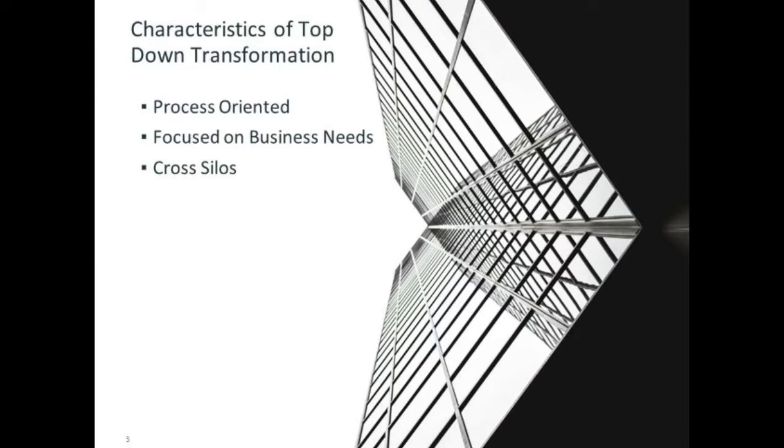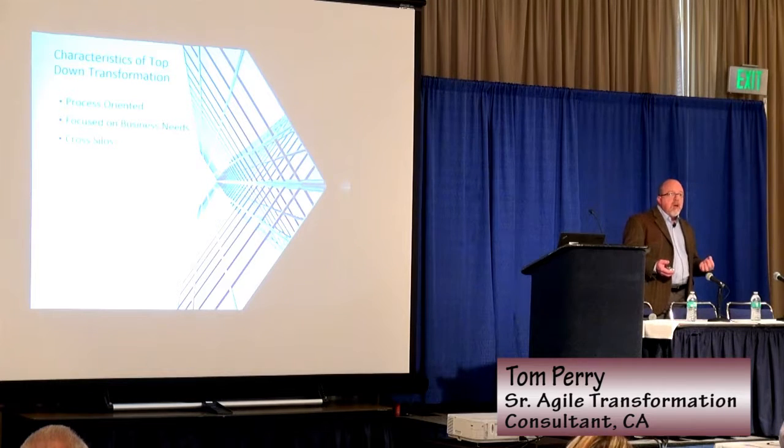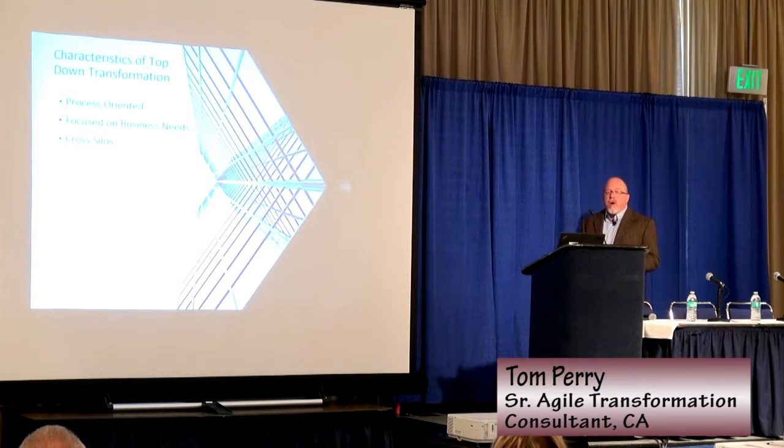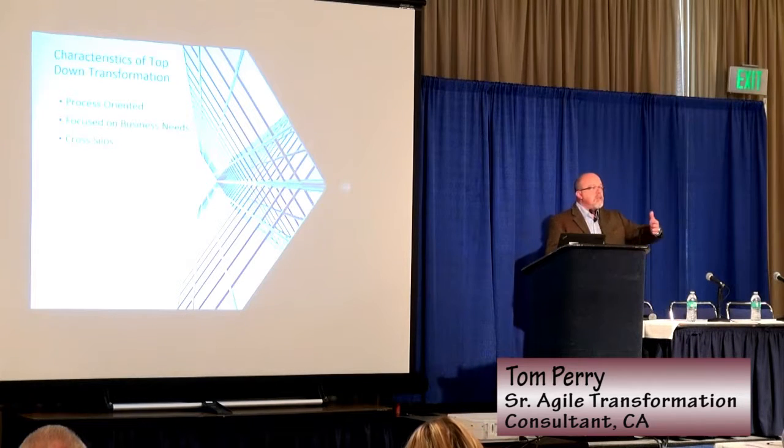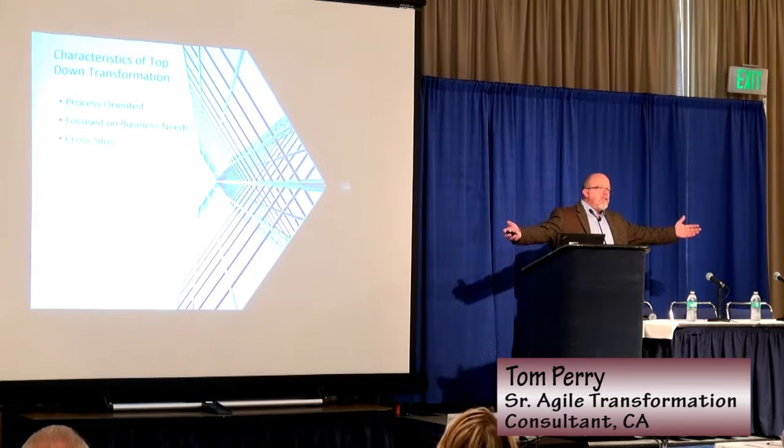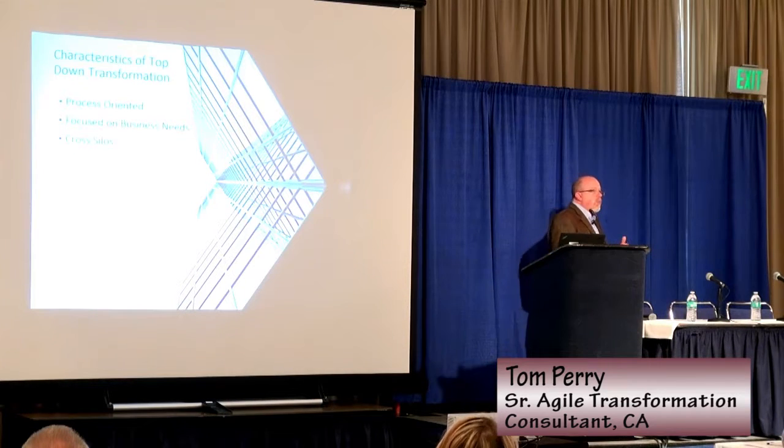Top-down transformations have a few unique characteristics when you compare them to bottom-up transformations. First, they're very process-oriented. They tend to be about SAFe or LeSS or DAD or one of those big frameworks, so we tend to start talking about the processes first. They tend to be focused on the business needs. When you're talking with the executives, you're talking in a very different language than when you're talking with the teams. And oftentimes, you're reaching across multiple silos in the organization, so you're getting a very broad swath, a big picture view of the organization as a whole, as opposed to when you are operating from the bottom up.